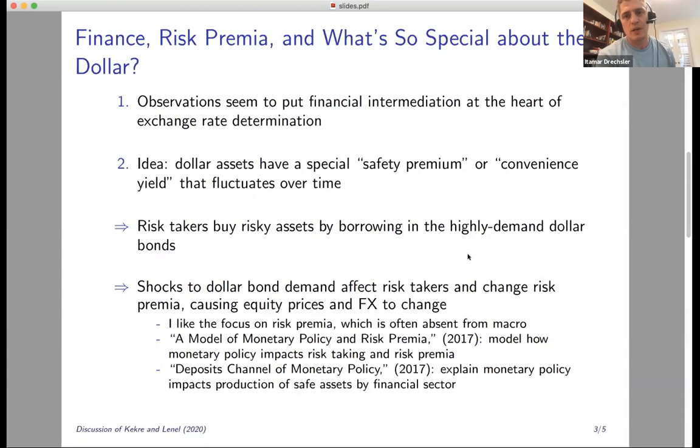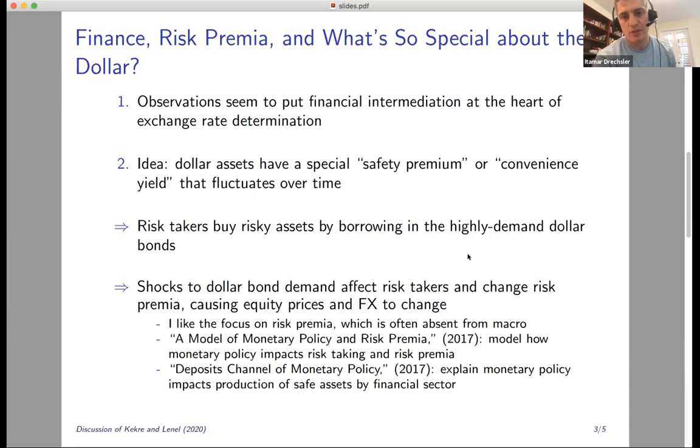One also has to be a little bit careful about it, because convenience yields, at least to me, have a thin line between important and free parameter, and one has to be careful. But it certainly seems that there's evidence to support that. Risk takers in the model buy risky assets by borrowing in this highly demanded dollar bond. This is the way they'd like to borrow, since households want these dollar bonds. Then shocks to the dollar bond demand, which the paper assumes is a kind of exogenous shock, affect risk takers and change risk premia that cause equity prices and FX to change. My last comment as an intro more broadly is I really like the focus on risk premia.